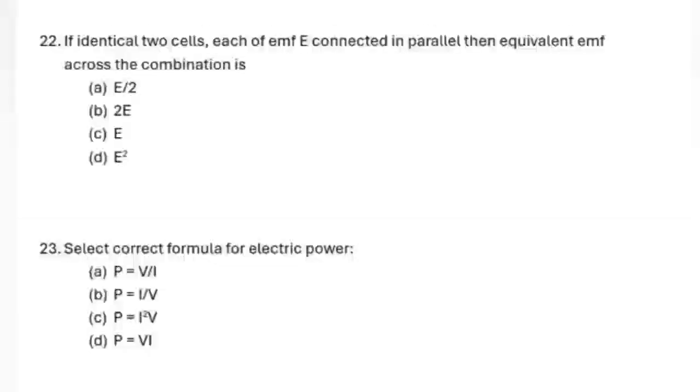Question number 22. If identical two cells, each of EMF E, are connected in parallel, then equivalent EMF across the combination is option A E by 2, option B 2E, option C E, option D E square. Here the correct answer is option C, E.